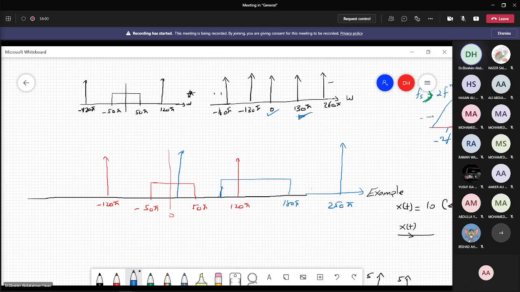Okay, this is with 130. Similarly, with minus 130, then minus 130 minus 120, we'll get here at minus 250 pi. Okay, minus 50 minus 130, it is minus 180. And 50 minus 130, it is equal to minus 80. It is here. And 120 minus 130, it is minus 10, which is here.